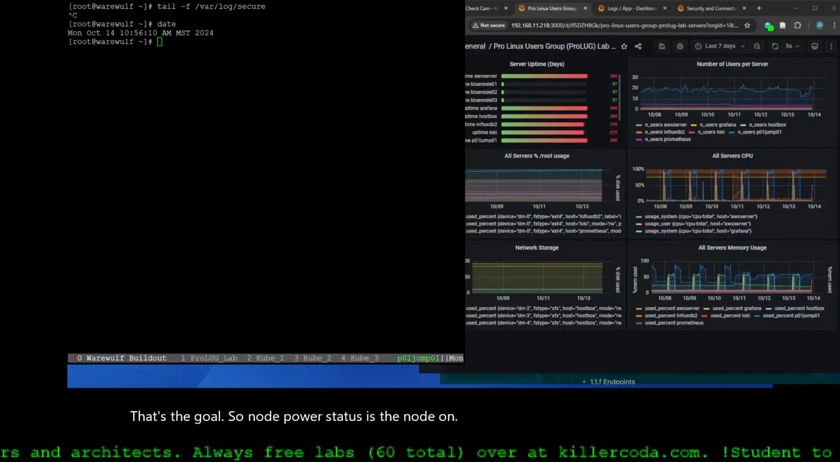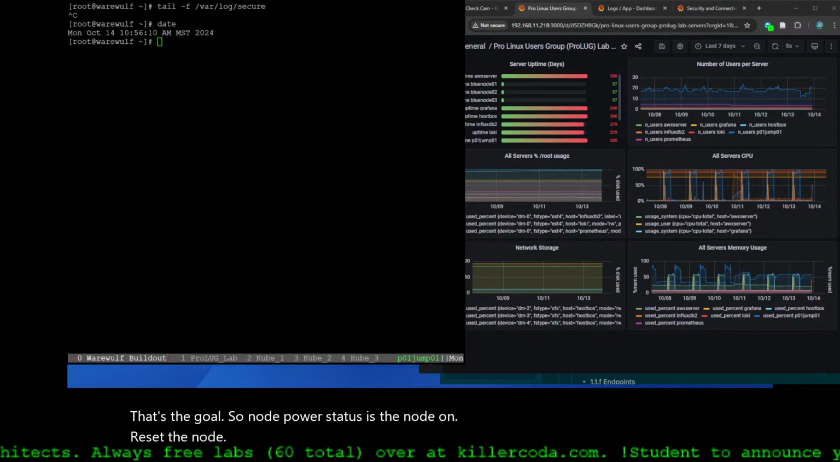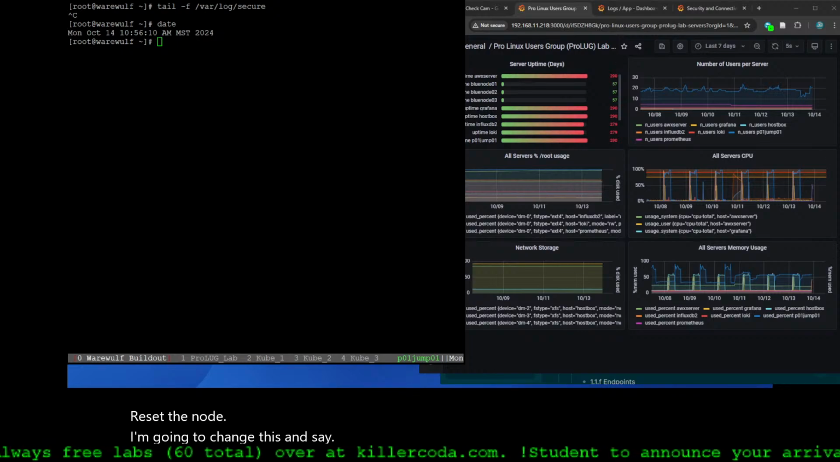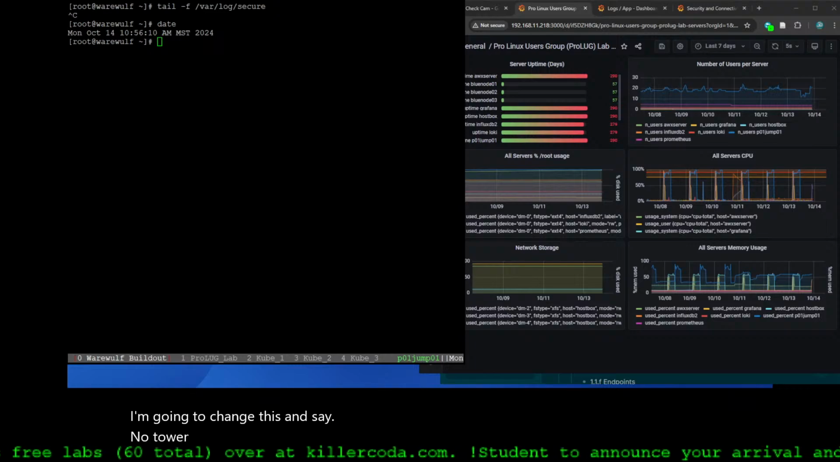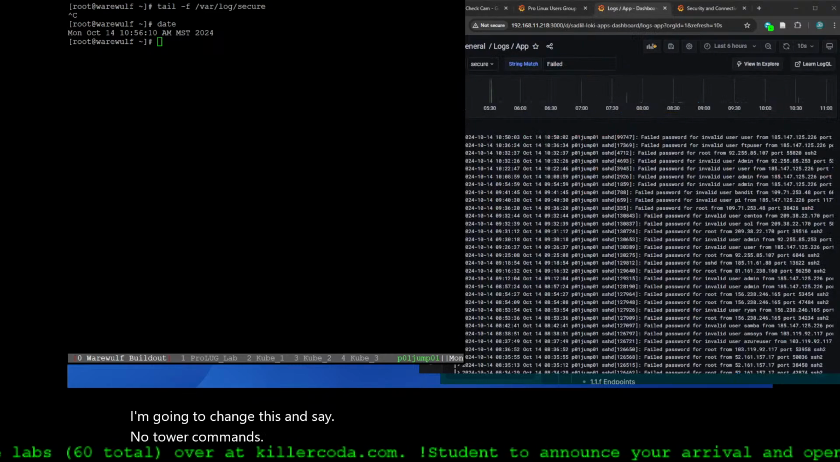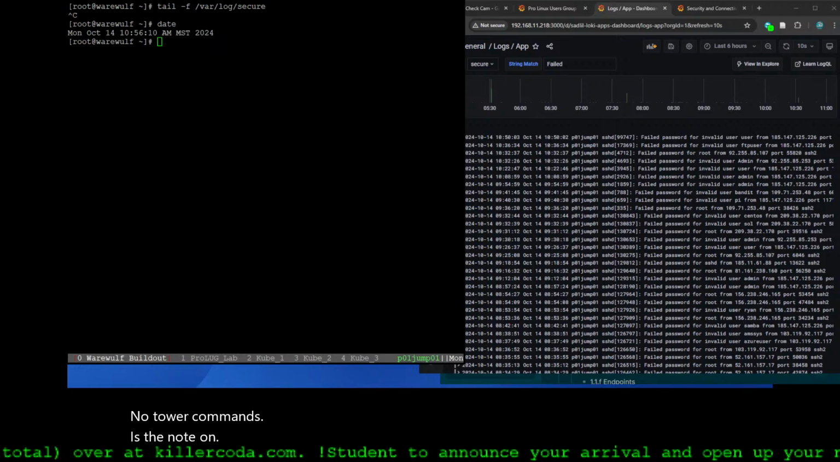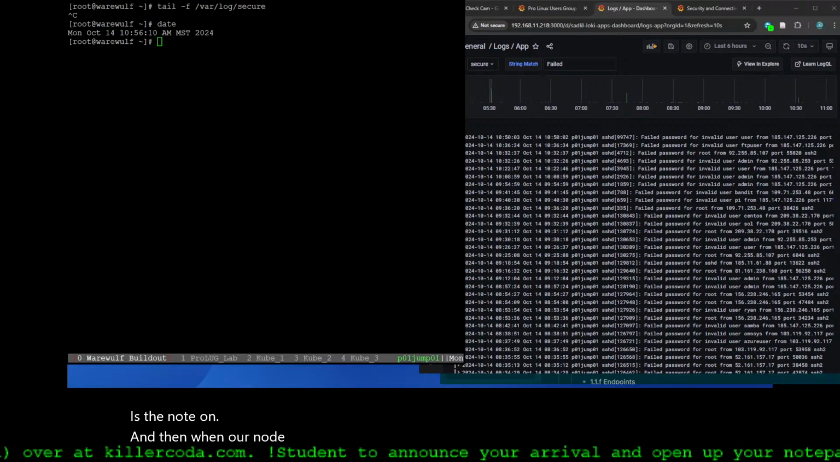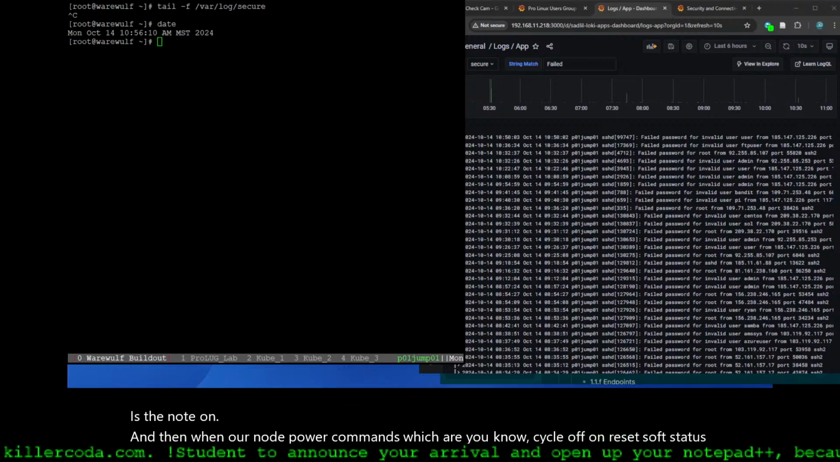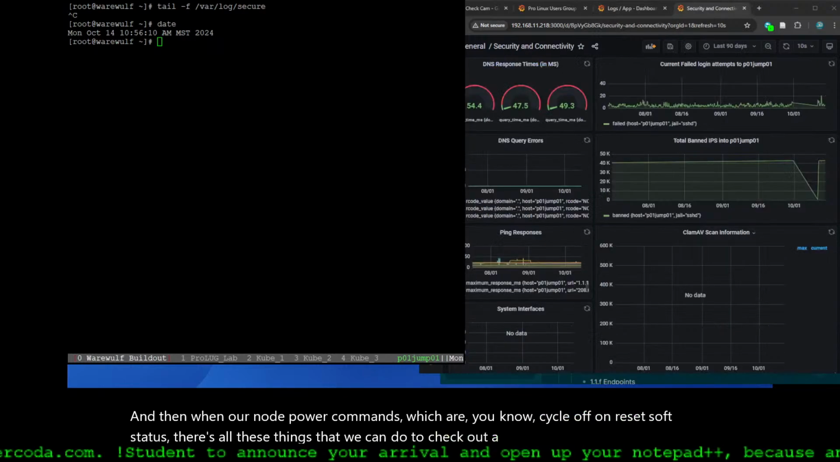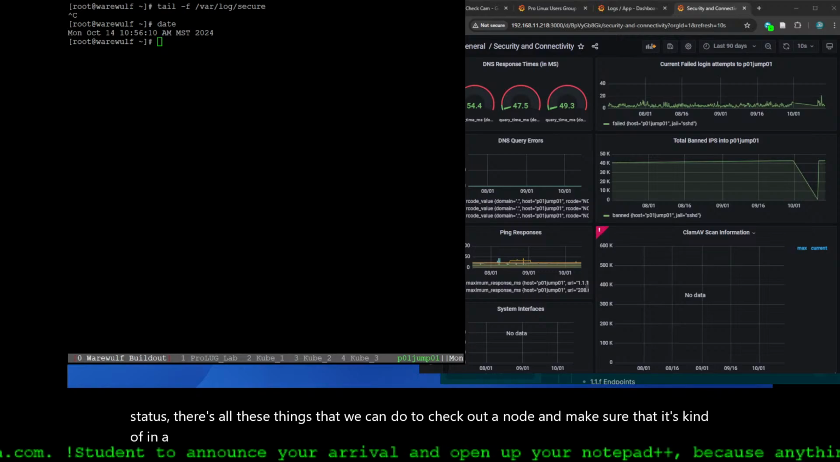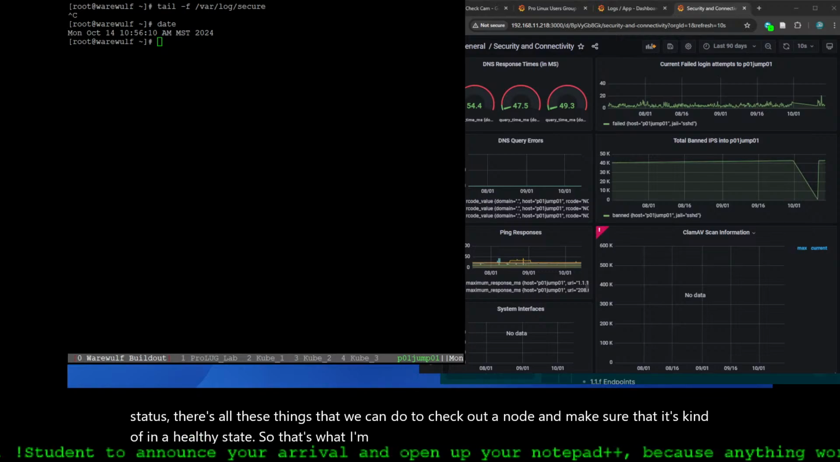Reset the node. I'm going to change this and say node power commands. Is the node on? And then our node power commands, which are cycle, off, on, reset, soft, status. There's all these things that we can do to check out a node and make sure that it's in a healthy state. So that's what I'm pulling right here.